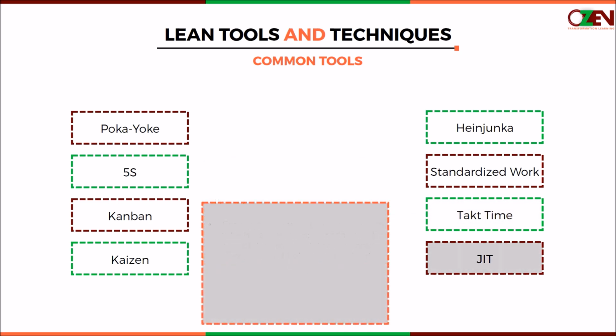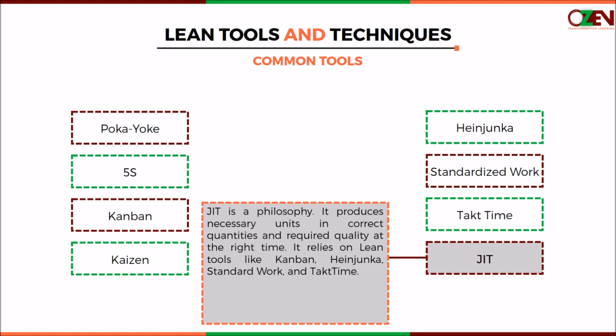JIT, or just-in-time, is a philosophy. It produces necessary units in correct quantities and required quality at the right time. It relies on lean tools like Kanban, Heijunka, standard work, and takt time. For example, Dell uses JIT principles to provide short lead times to customers.